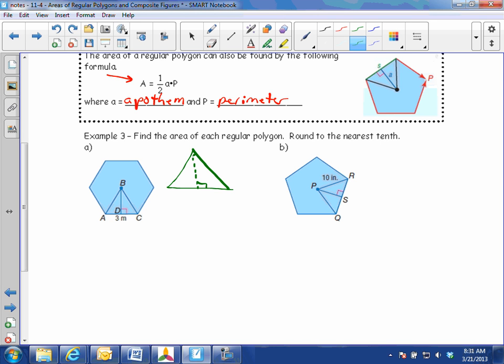Label what we know. That's it. That's all we know. And then D is symbolizing the apothem. BD is the apothem. Yes. We don't know the length of it. All we know is corner to corner. What else do we find? Perimeter. Okay, we found the perimeter.